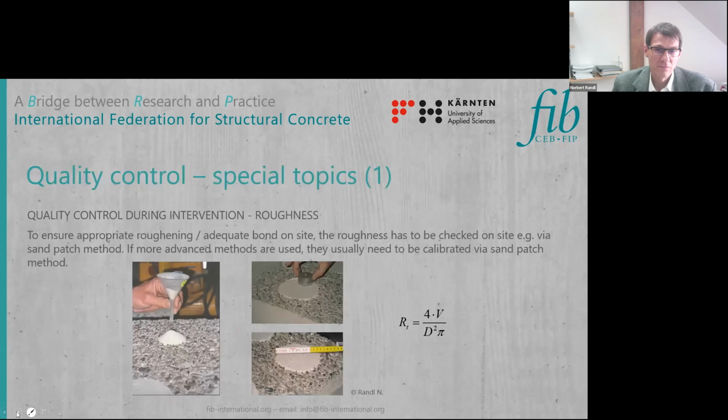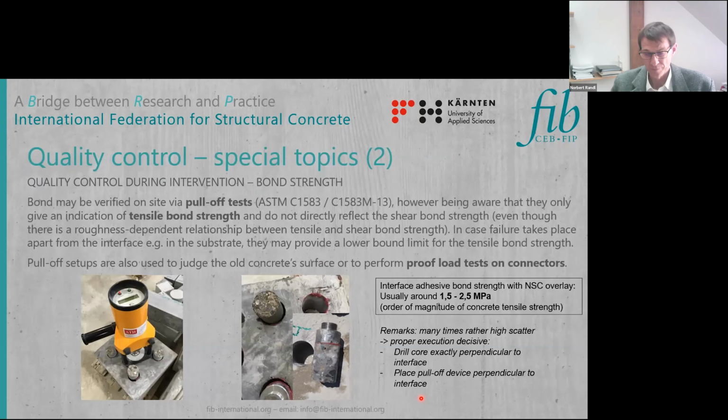Quality control involves special activities in this context, like controlling the achieved roughness. One widely used method is the sand patch method, but we now have digital methods, laser measurement, and optical measurement devices that allow for the production of a digital model of such a surface.